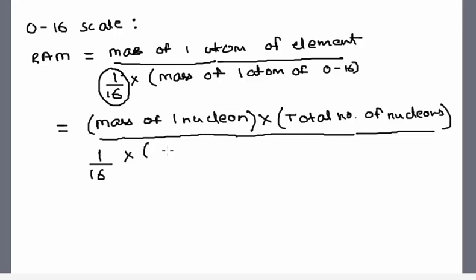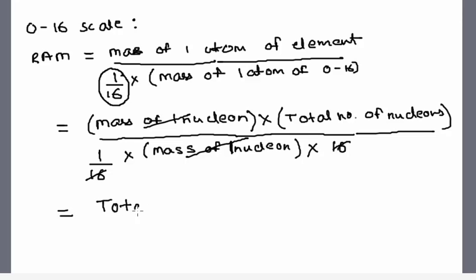Now when I write mass of one atom of oxygen 16, I will write it as the mass of one nucleon into, in case of hydrogen I had multiplied it by 1. However, oxygen has 16 nucleons, so the mass of one atom of oxygen would be mass of one nucleon into 16. Now what will happen is that this 16 and 16 will get cancelled out. The mass of one nucleon and the mass of one nucleon will be cancelled out, and ultimately we'll be left with Rm is equal to the total number of nucleons.